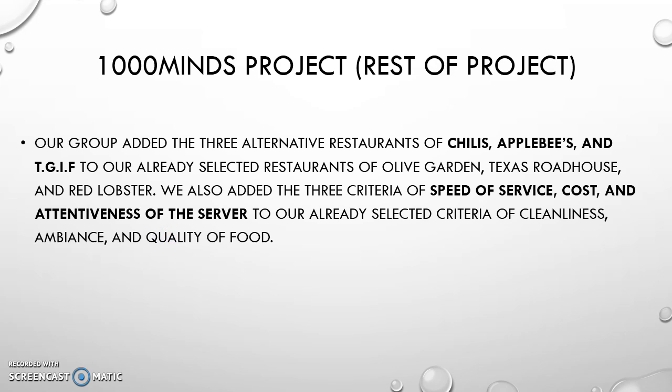This is actually the second part of the project. The first part of the project we did in an earlier module, but in this section, our group added three alternative restaurants of Chili's, Applebee's, and TGIF to our already selected restaurants of Olive Garden, Texas Roadhouse, and Red Lobster. We also added the 3 criteria of speed of service, cost, and attentiveness of server to our already selected criteria of cleanliness, ambiance, and quality of food.